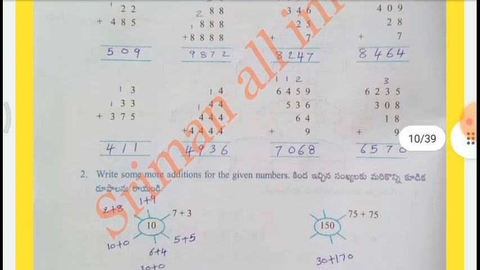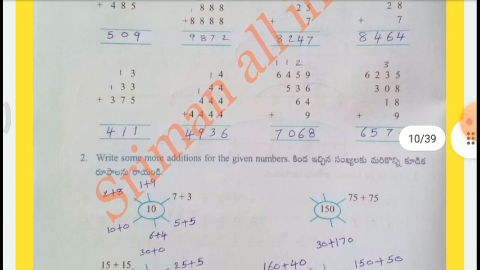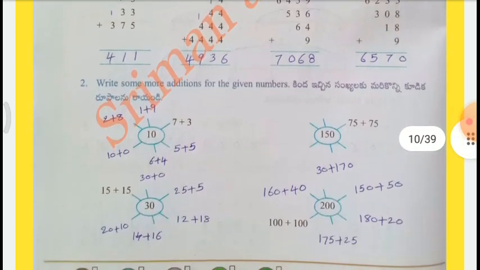2 + 22 + 488 5 2 + 2 4 + 5 9 2 + 8 10 1 + 4 5 588 888 + 8,888 + 8,888 + 8,888 + 4 8 32 3 8 24 + 3 27 2 8 16 + 2 18 8 + 1 9. In the same process do the following sums. Write some more additions for the given numbers.